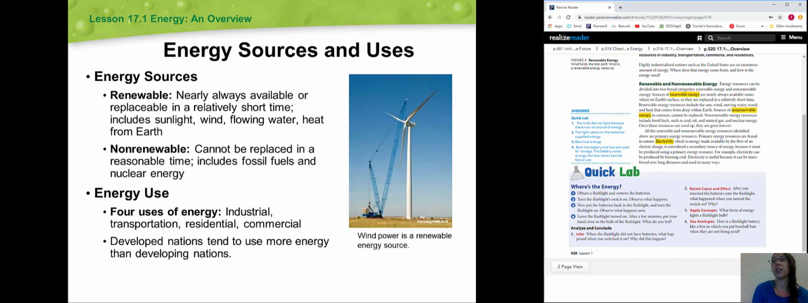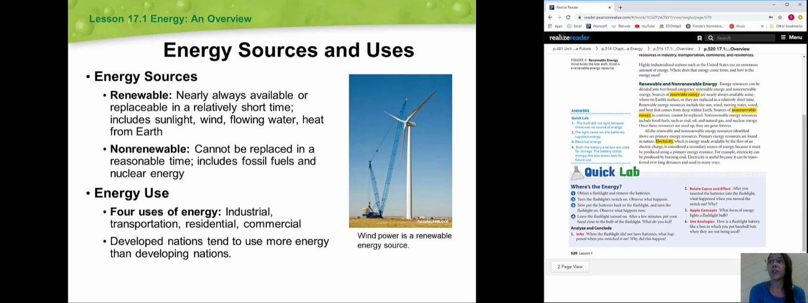Sources of non-renewable energy, in contrast, cannot be replaced. Non-renewable energy resources include fossil fuels such as coal, oil, and natural gas, as well as nuclear energy. Once these resources are used up, they are gone forever.